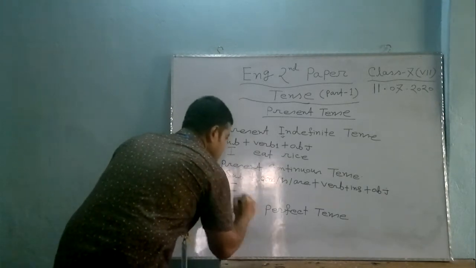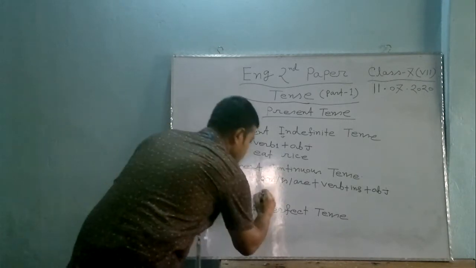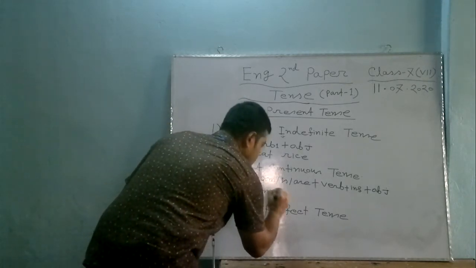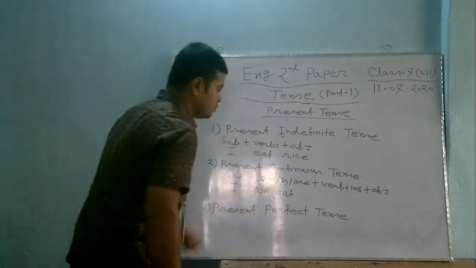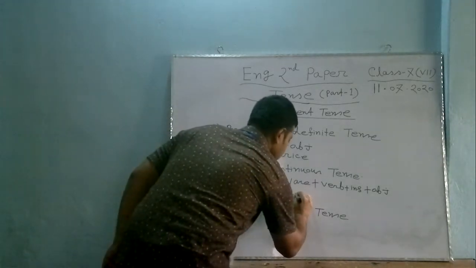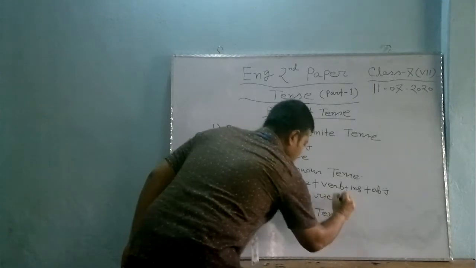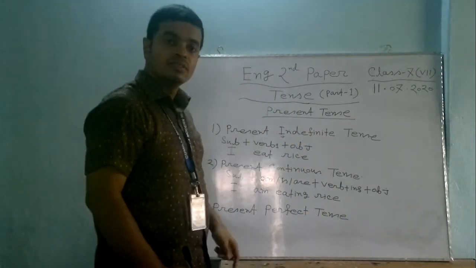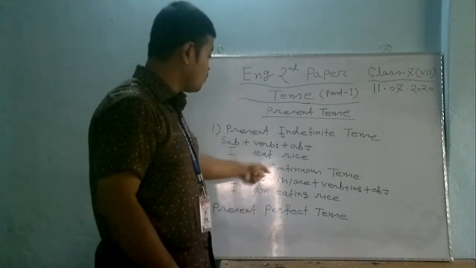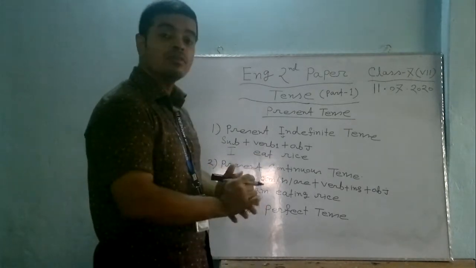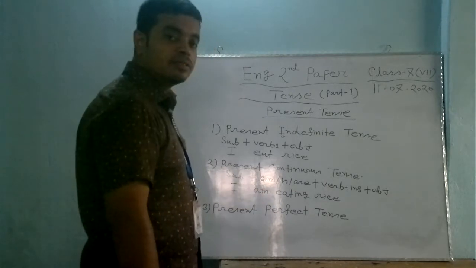Now we make an example. Subject is I, and with the subject we use the auxiliary verb am. Then the verb is eat, and we add ing: eating. So, I am eating. This is one example for present continuous tense, which we make by following the structure of present continuous tense.